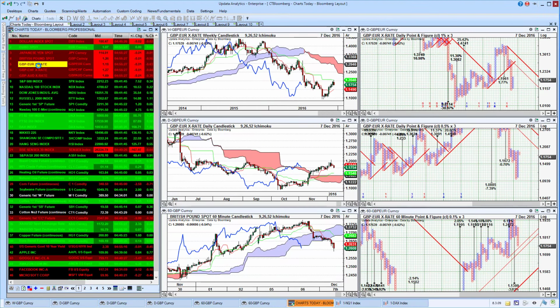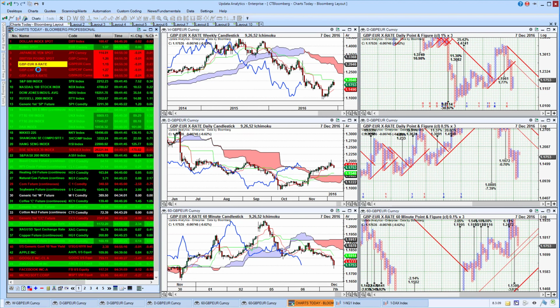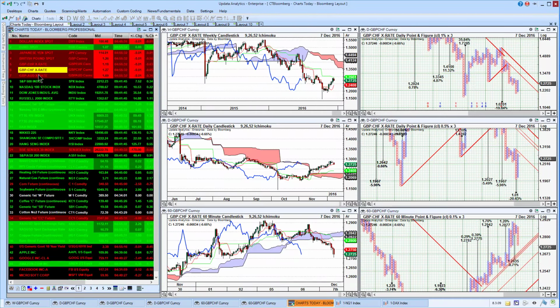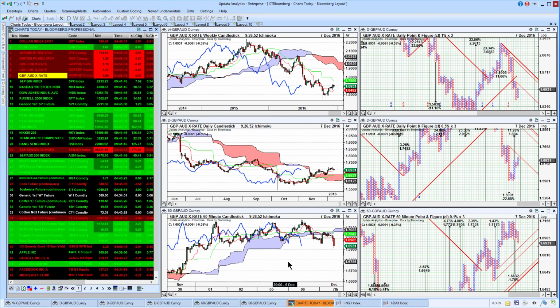And just as a proxy, we look at the euro, sterling, bearish there in the short term. On the Swiss, it's bearish as well, and on the Aussie, it's bearish as well. So that's a proxy for sterling just starting to weaken again.